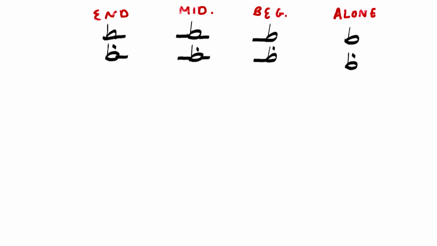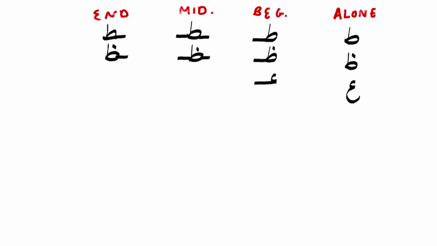Ain is a little bit different. As you know, ain by itself looks like this. It is one curve, and then it has another curve underneath it. But when ain is at the beginning of the word, it is just like this. So it has the first curve, but it won't have the second curve going underneath it. Instead, from after the first curve, we just draw the connecting line to join it to whatever is after.